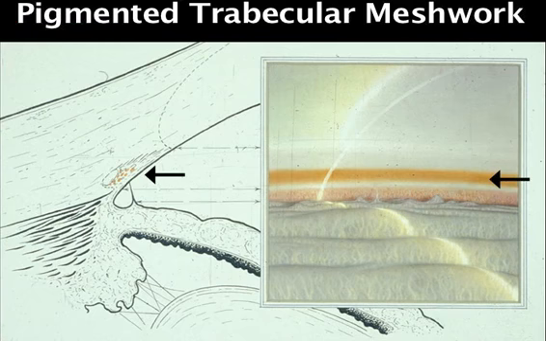Pigmented trabecular meshwork, as one can see from the side view from the sketch on the left, is pigmented because this is the part of the trabecular meshwork over Schlemm's canal, and this is the part of the meshwork through which the fluid passes into Schlemm's canal. Over a lifetime, pigment will be deposited in the pigmented portion of the trabecular meshwork. In young individuals, it may have no pigment whatsoever.